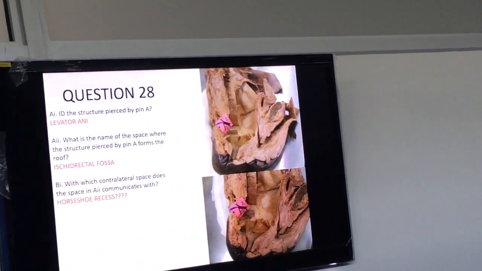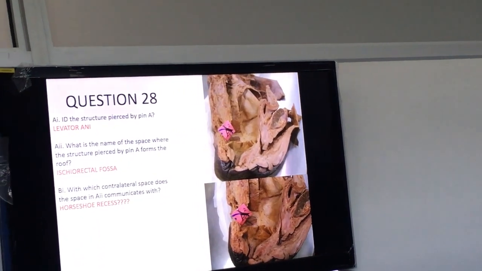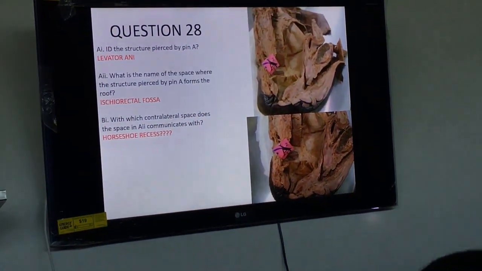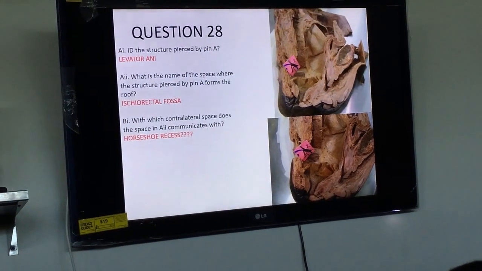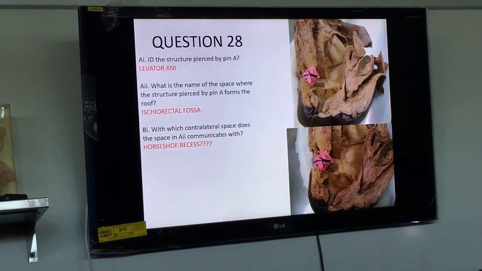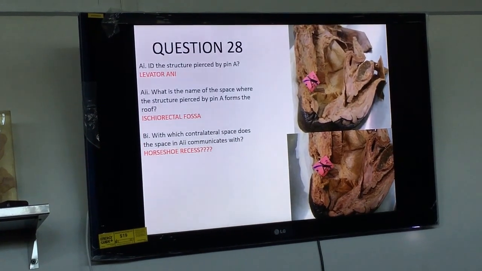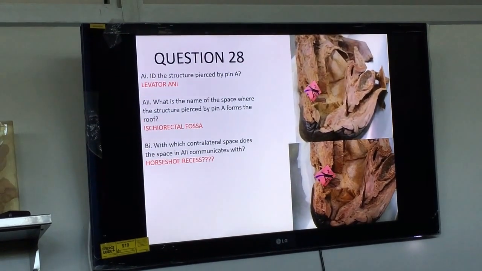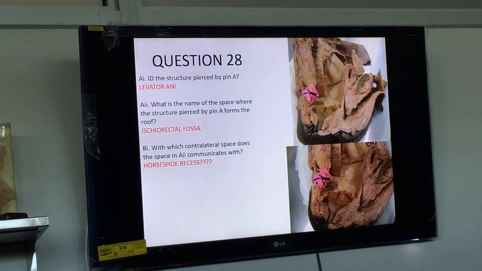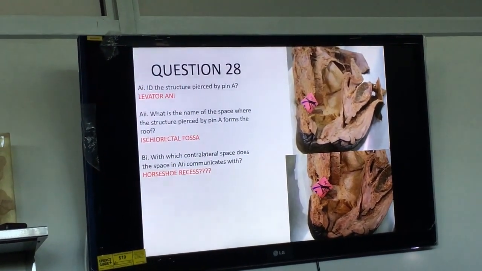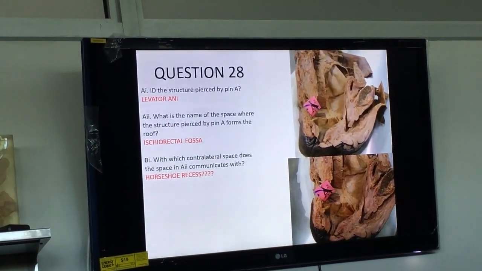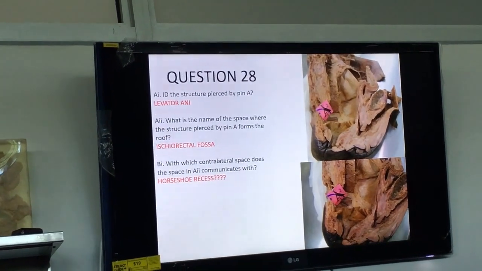Moving on now. With which contralateral space does the ischiorectal fossa communicate? And see the answer there. You've never seen it before? Then write it down. The ischiorectal fossa communicates contralaterally with the, right.